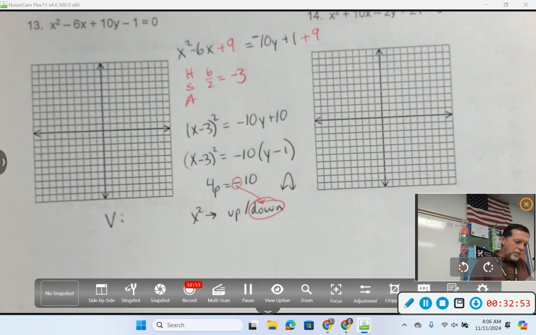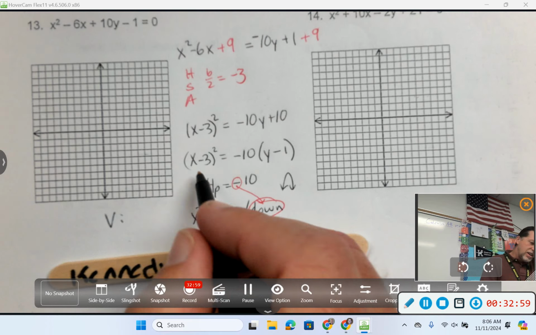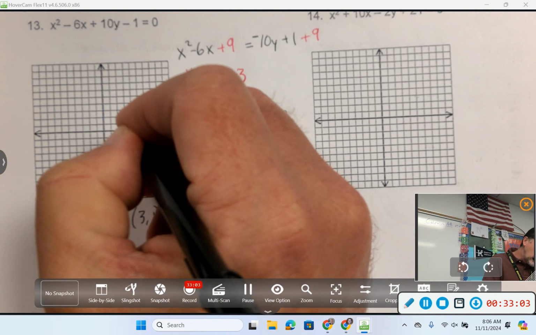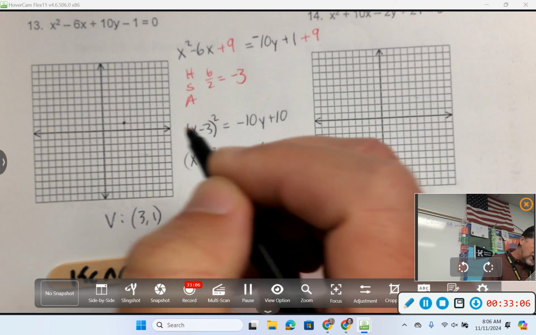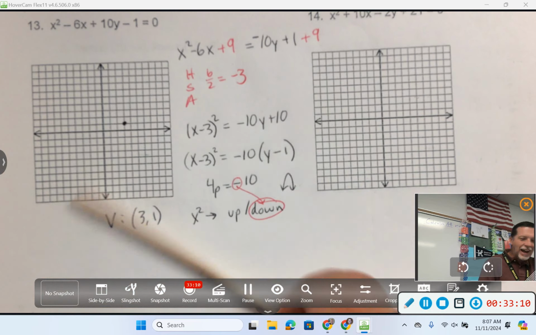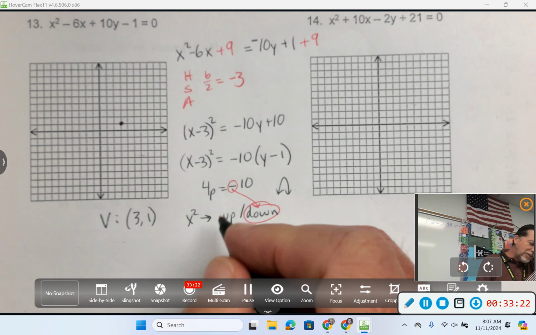Okay, so now back to our regularly scheduled programming here. Kennedy, how about what's the vertex for this one? 3, 1. Very nice. Over 3, up 1. We are going to get halves. You can change the scale again if you see those halves and you're like, I don't want to deal with it. That's fine. I don't know that it would fit.